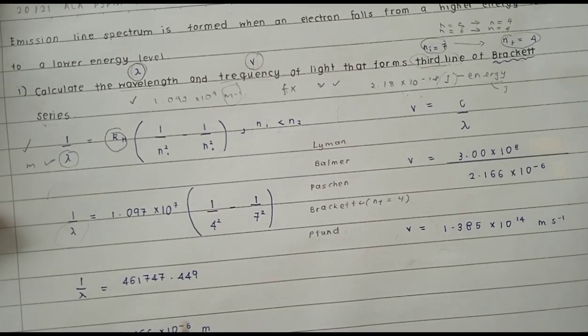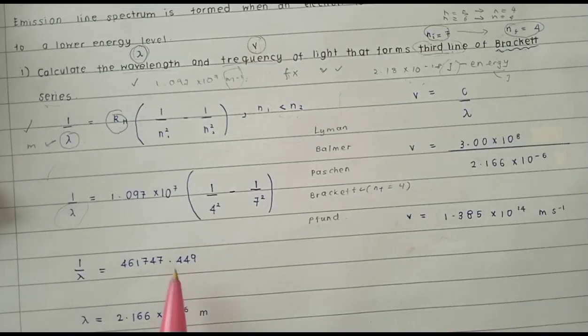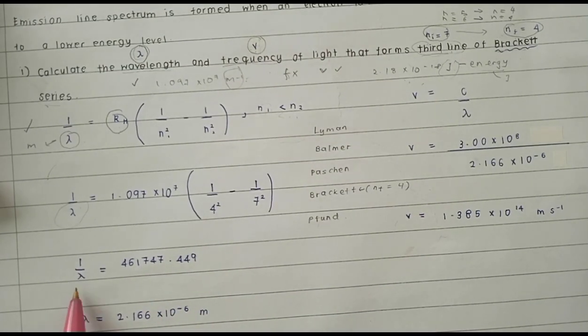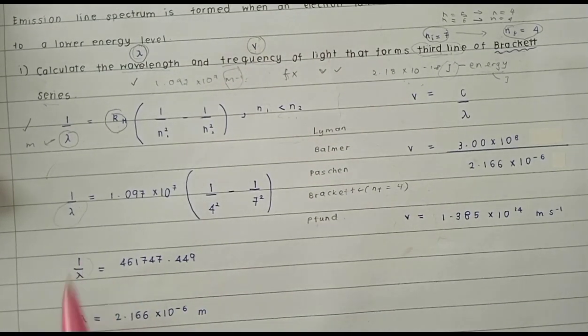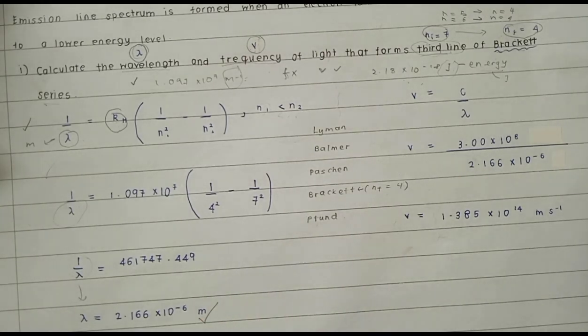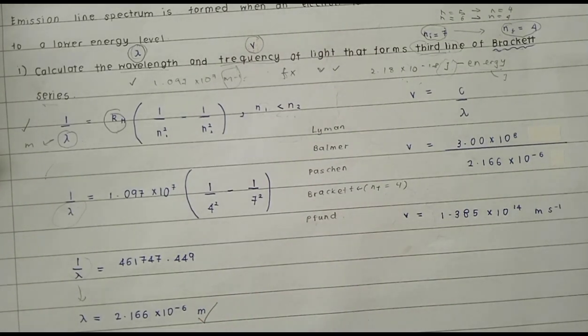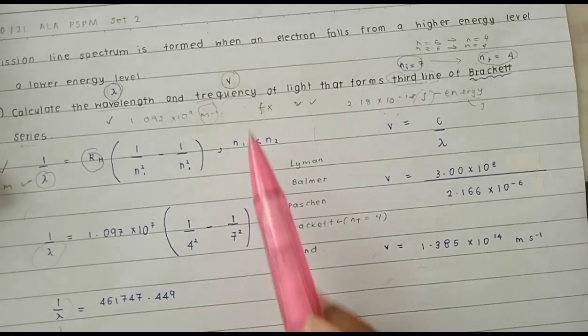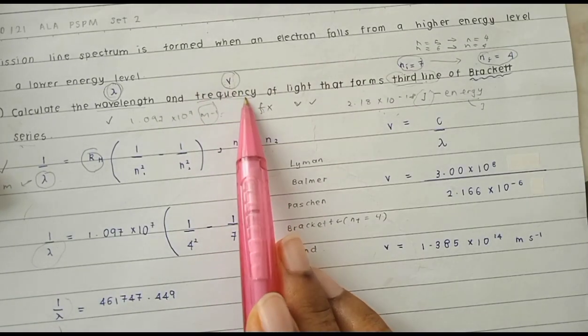This is how we calculate the wavelength. Just substitute into the formula and you will get 1 over lambda. Don't forget to change this to lambda, because the question asked for lambda, not 1 over lambda. Here you will get a mark. If you stop at 1 over lambda, you won't get the mark. You're supposed to calculate the frequency as well.